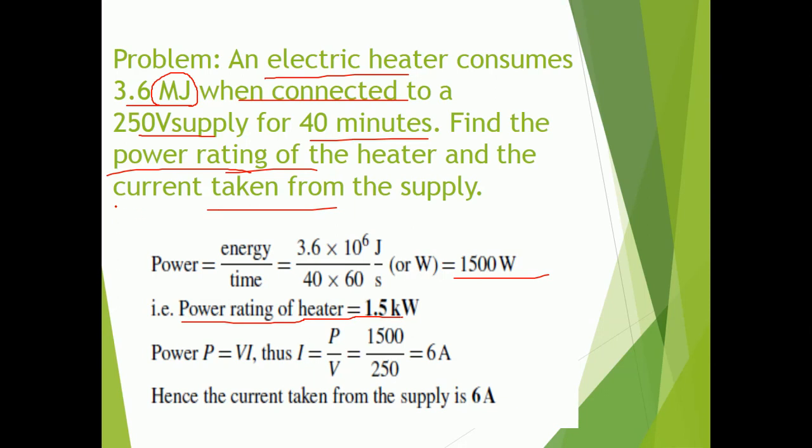Now the second portion of this numerical is we need to calculate the value of current as well, easily using the value of power, P is equal to VI. We can calculate the value of current, that is P by V. Power is 1500 watt, voltage is 250 volt, and current comes out to be 6 amperes.